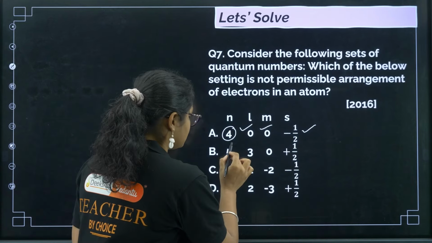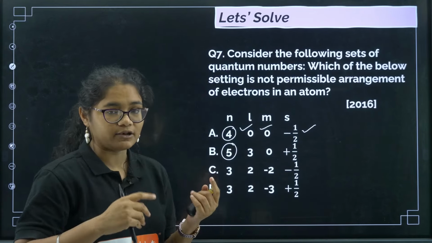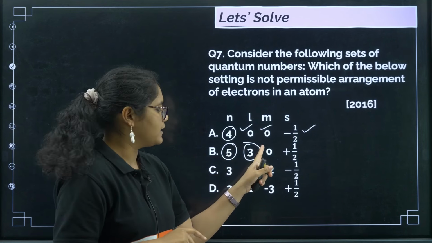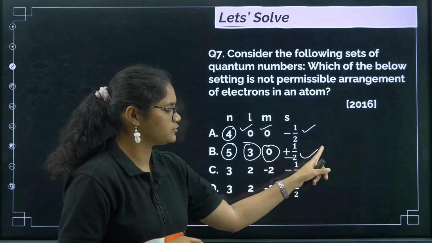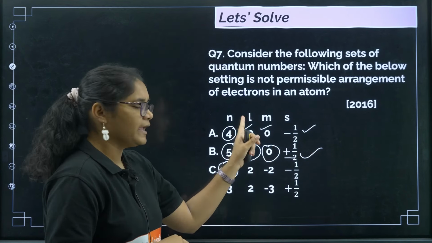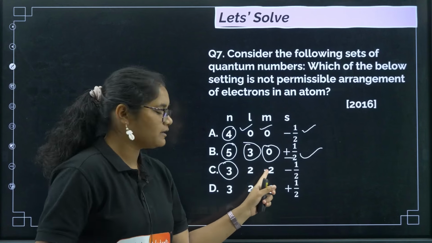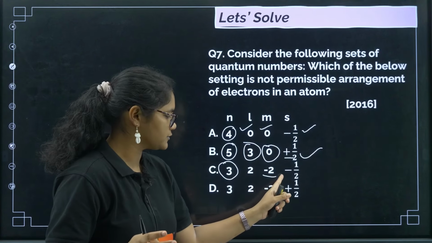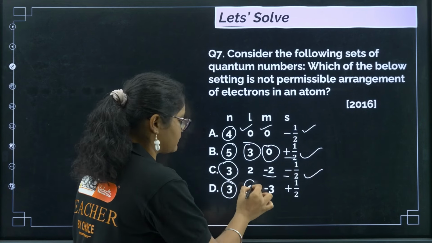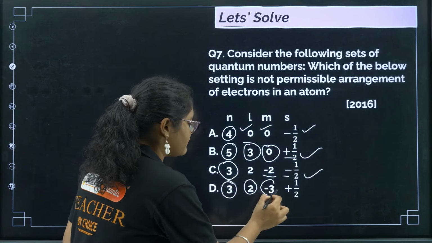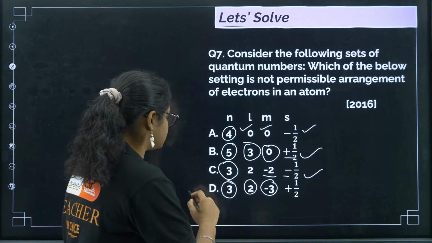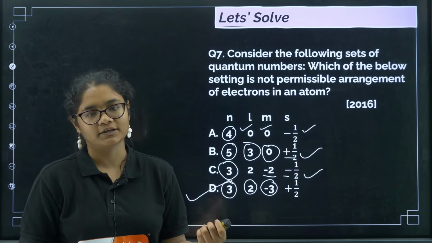Okay, next if you see, if n value is 5, then L values can be 0, 1, 2, 3, 4, right? So that means 3 is also possible and 0 is also possible and plus half is also possible. Next if you see here, if n value is 3, L values are 0, 1, 2 and ML values will be minus 2 to plus 2, so that is also correct. Next, n value is 3, so L value can be 0, 1, 2, that is correct. ML values will be from minus 2 to plus 2, right? It cannot be minus 3. So this set is wrong, that is why the answer will be option number D.